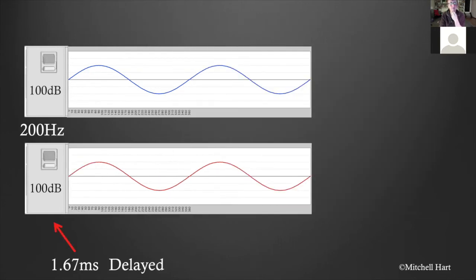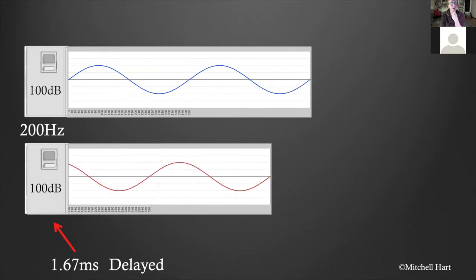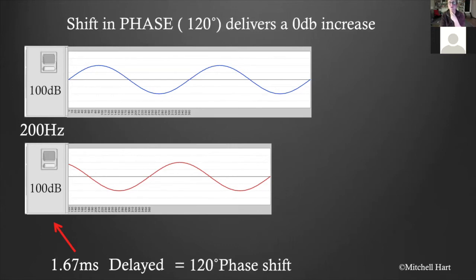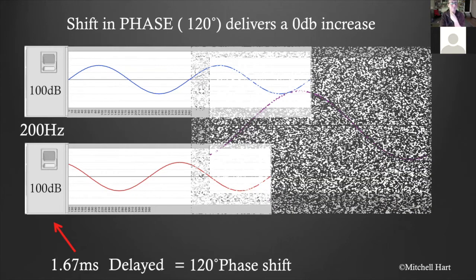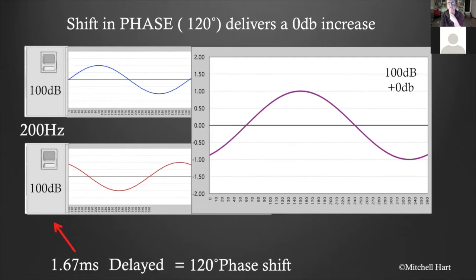Do the next one. We shift it by 120 degrees, and then we measure those two signals, one being delayed. So it equates to a shift of 120 degrees. So the addition will be 0. And again, this would be like you could turn off one speaker and it wouldn't change the level at the reference microphone at all.